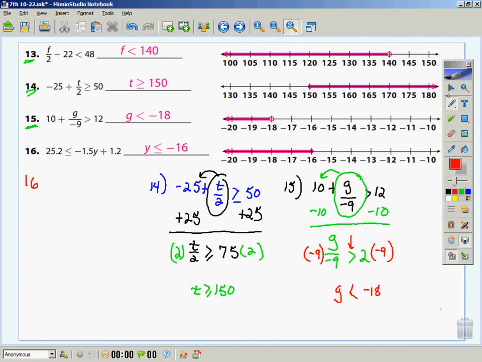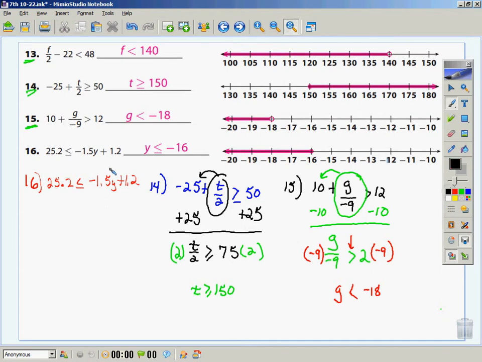Number 16. Number 16 says 25.2 is less than or equal to negative 1.5y plus 1.2.